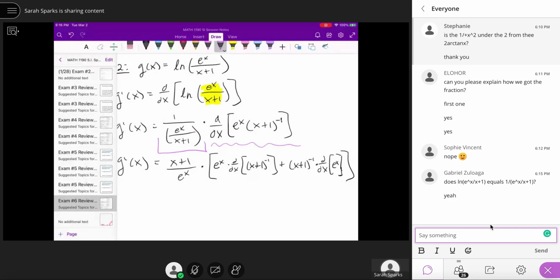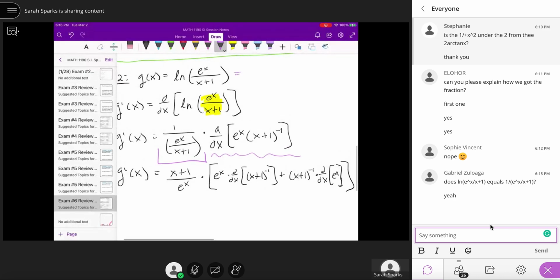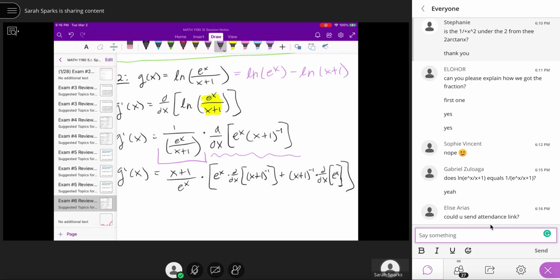Like I said, if you wanted to, you could rewrite this as the natural log of e to the x minus natural log of x plus 1 and then solve it that way. You should get the same answer. I think the simplification might be a little bit different, but you should get the same answer.